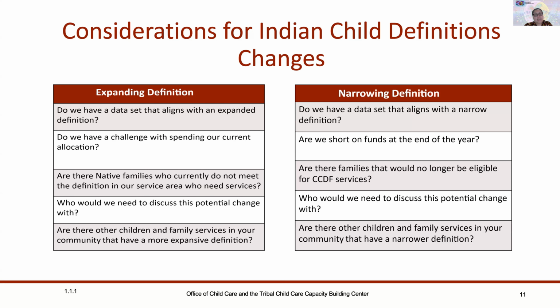Now, let's think about narrowing your definition. Do you have a data set that aligns with a narrower definition? Are you short on funds at the end of the year? Would there be families that would no longer be eligible for services? Who would you need to discuss this potential change with? Are there other children and family services in your community that have a narrower definition? Next slide.